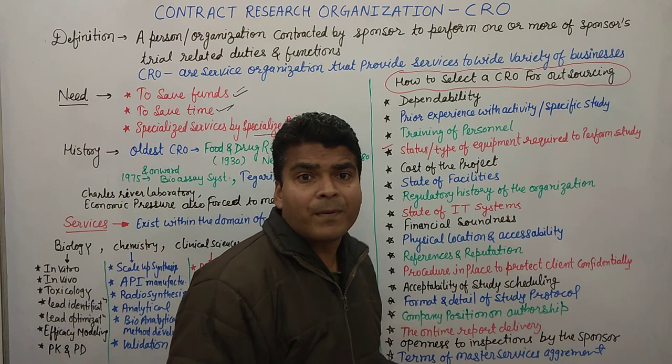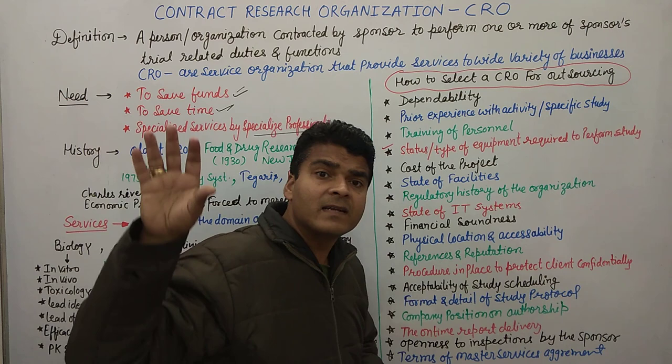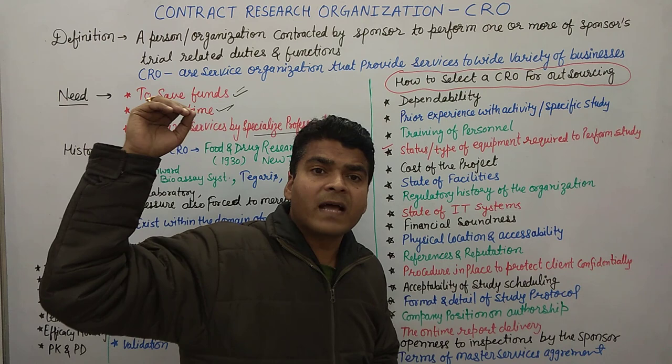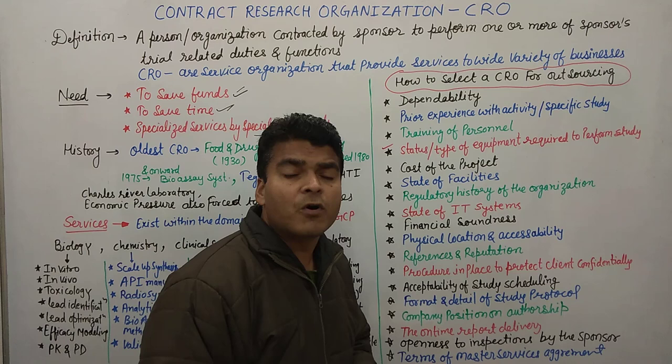Then the references and reputation. The CRO already has a list of the companies whose activities it has performed, like Eli Lilly, Pfizer, AstraZeneca. If they have a client list, then the sponsor is sure that the particular CRO has a good reputation as well as references.